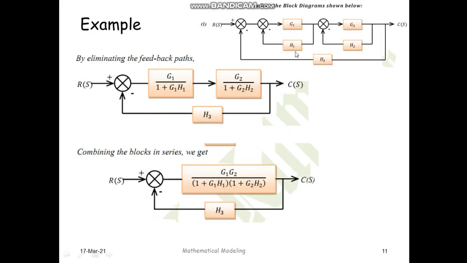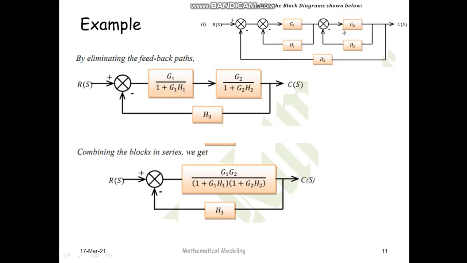If you observe here, this minor feedback loop and this minor feedback loop have been eliminated and converted into transfer functions. For this particular minor feedback loop, we can write the formula as G1 divided by 1 plus G1 into H1. The plus is taken because the sign of the feedback is negative, that is why plus is taken here. So G1 divided by 1 plus G1 into H1.